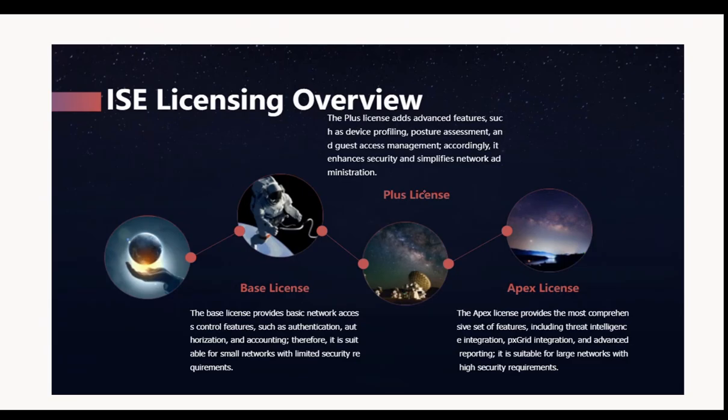ICE licensing comes in different versions. There are these license types: Base, Plus, and Apex. The Base license provides the basic network access control features like authentication, authorization, accounting. Therefore, it is suitable for small networks with limited security requirements. The Plus license adds some advanced features like device profiling, posture assessment, guest access management, and enhances security and simplifies network administration. The Apex license provides the most comprehensive set of features, including threat intelligence and integration, pxGrid integration, advanced reporting, which is suitable for large networks with high security requirements.